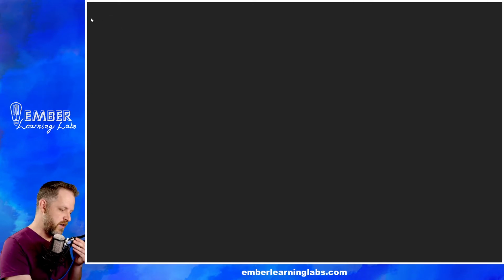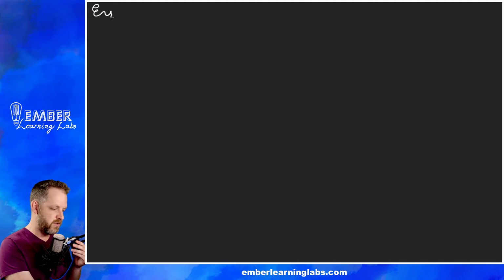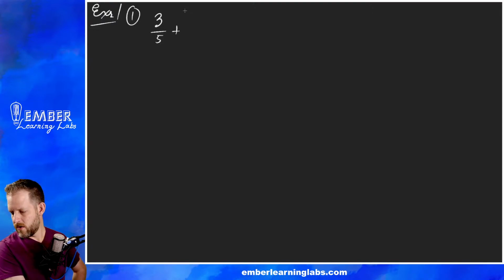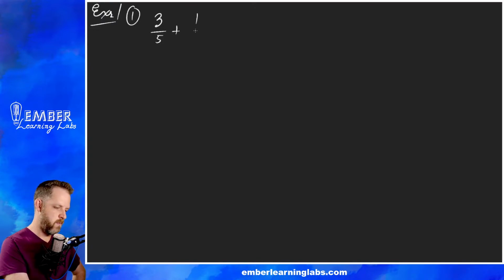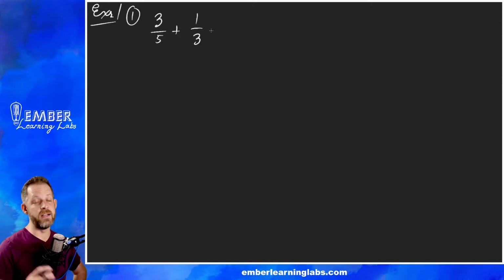We're going to dive in like we often do, especially at this point in the year, just by heading on with some examples. Example 1 is going to be 3/5 plus 1/3. All right. So we don't have a common denominator because, newsflash, 5 is not the same as 3.